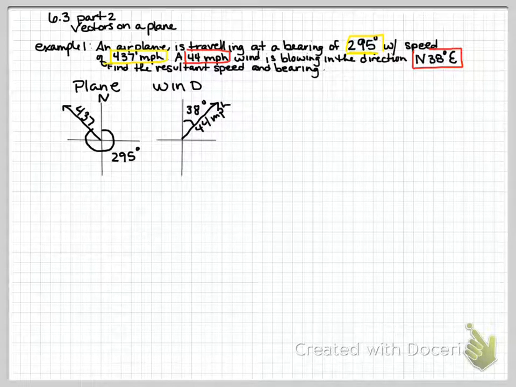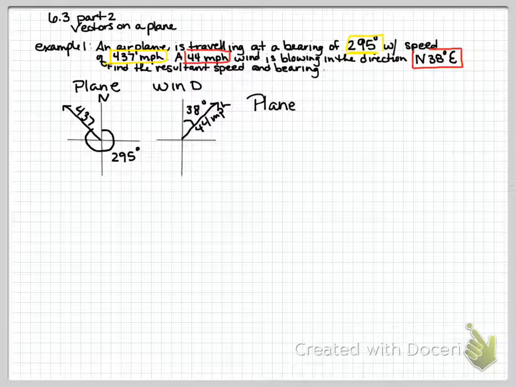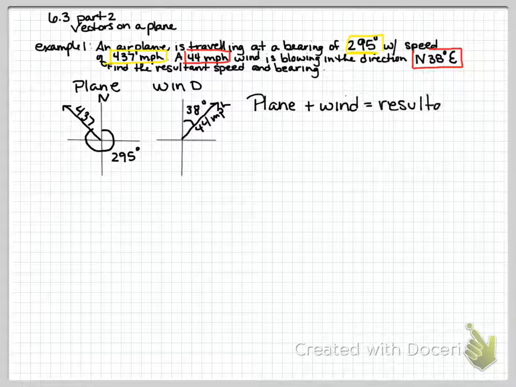Now the way we're going to solve this is we're going to basically take the plane vector plus the wind's vector, and that's going to give us our resultant, which is our resulting vector for the two of them. And this is the important thing, because that resultant's going to help us find the new magnitude of the vector, which is our speed. Notice the magnitudes of both of the previous ones was the speed, and it's going to tell us the direction. So it's going to tell us our new bearing. Alright, so the first thing we have to do is find that resultant.